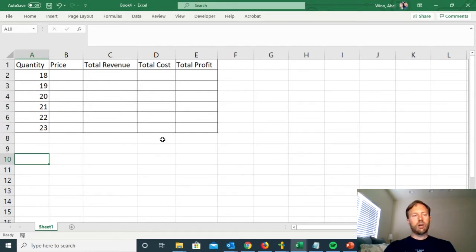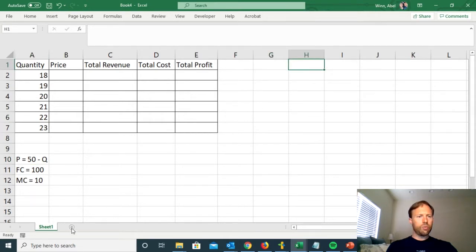The demand curve is given by price is equal to 50 minus Q. Fixed cost is equal to 100. And marginal cost is equal to 10. Okay. Now, let me show you the basic idea of what's going on here.